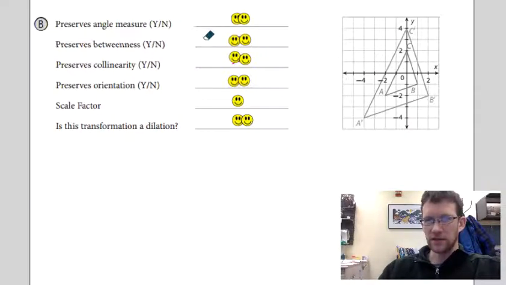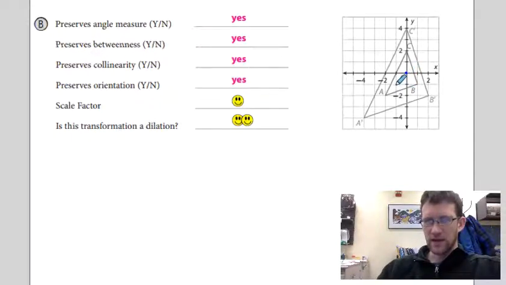Is this a dilation? Are the angle measurements the same? Well, yes. Is the betweenness the same? There's nothing weird about betweenness or collinearity. Is the orientation the same? Yes. Can we figure out the scale factor? So a couple ways we could do that.